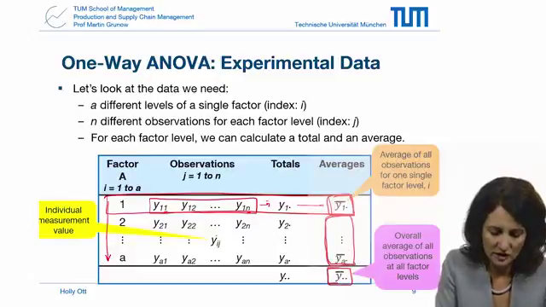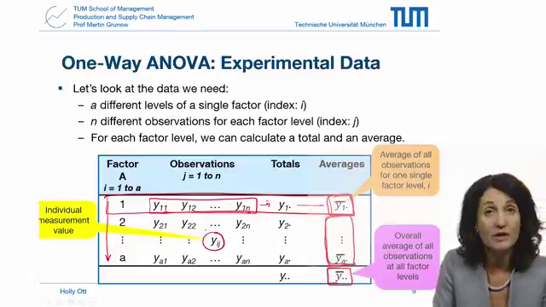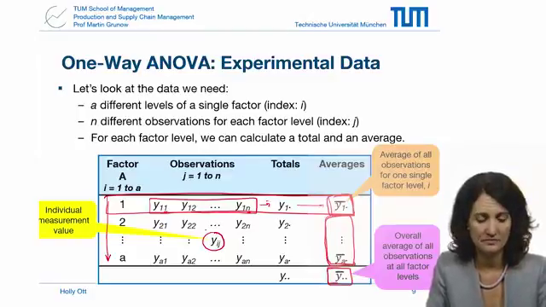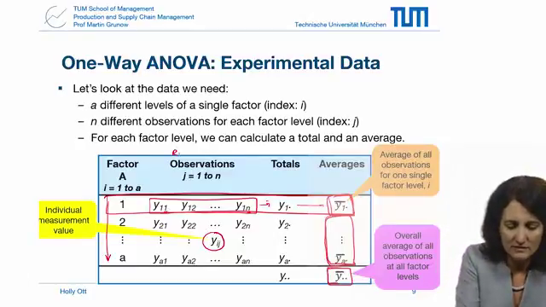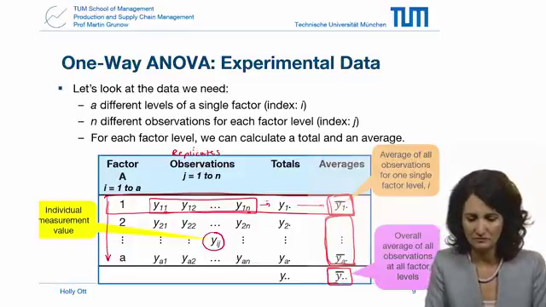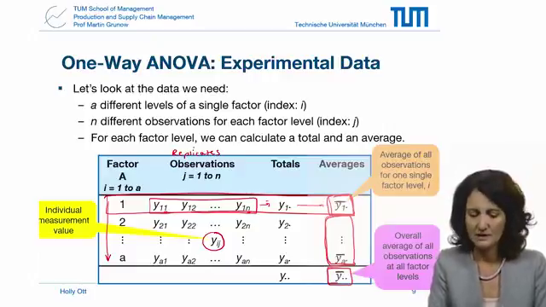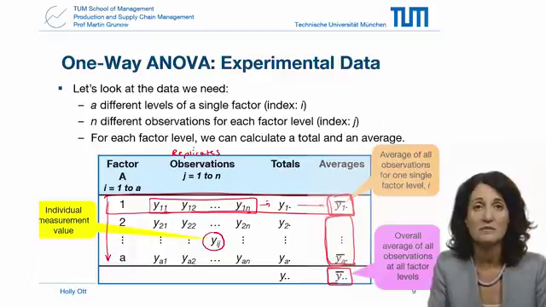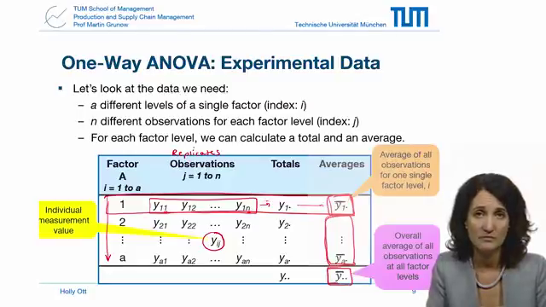And what I just wanted to show here was that one individual measurement value would be at one particular factor level and would be one of the particular observations, or we call them replicates, at that particular level. So this is the data that we need, and it looks complicated in this form, but we'll look at an example. It's not that complicated.